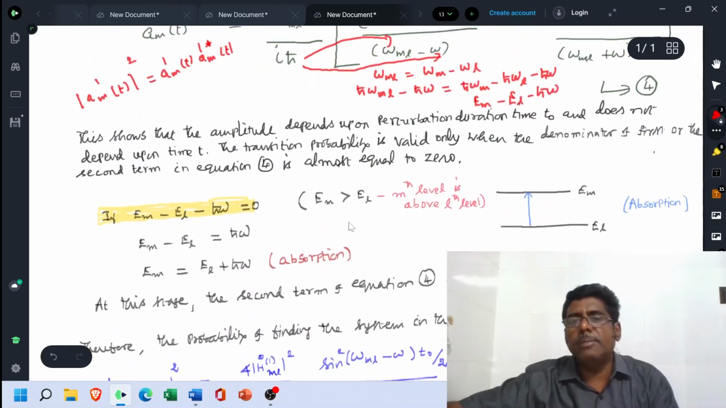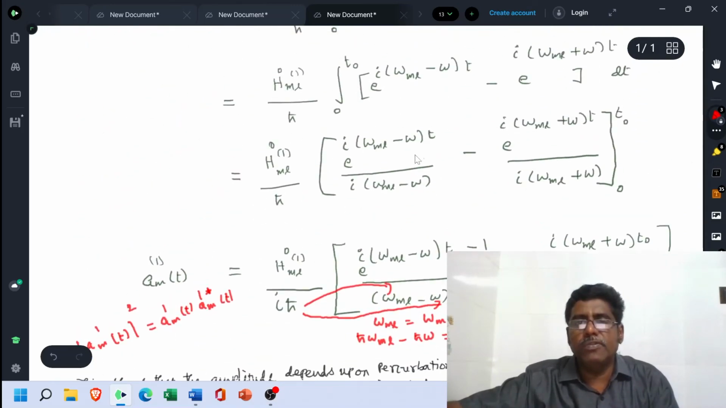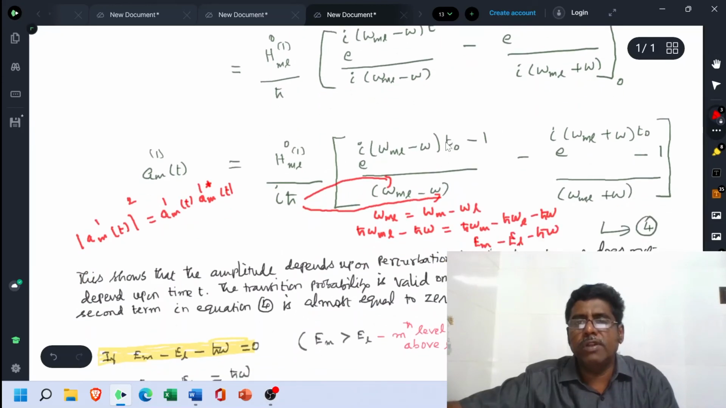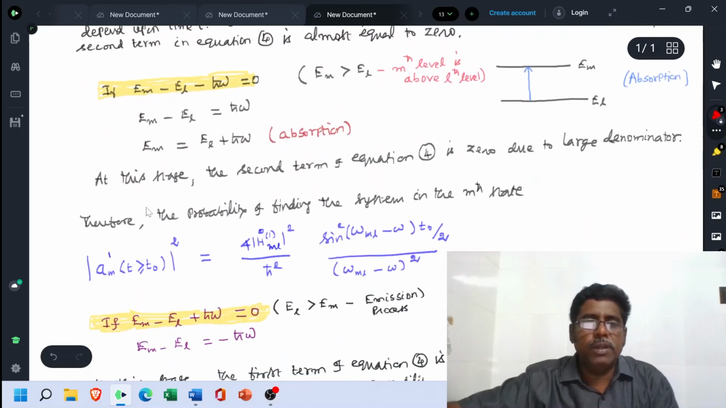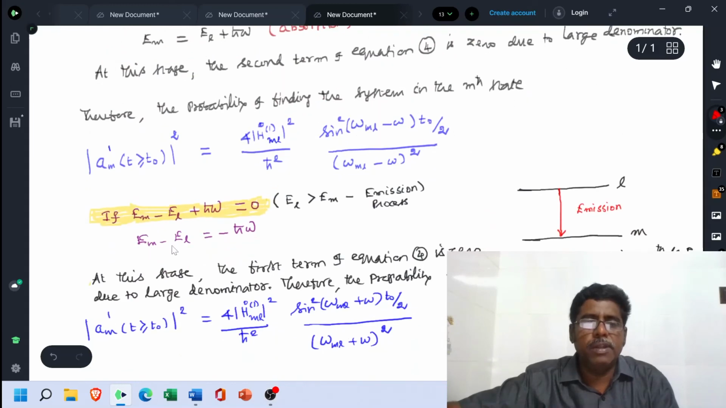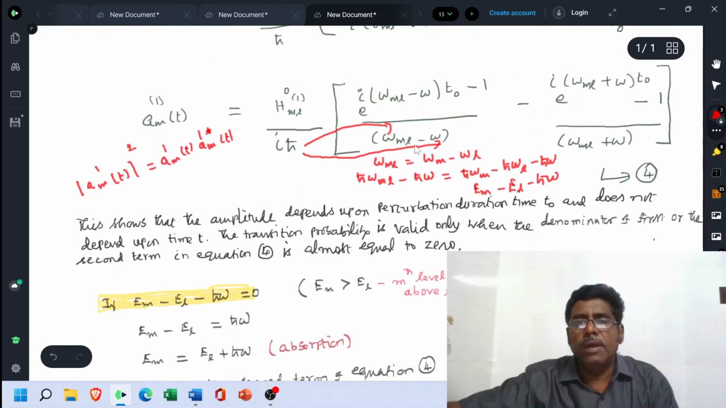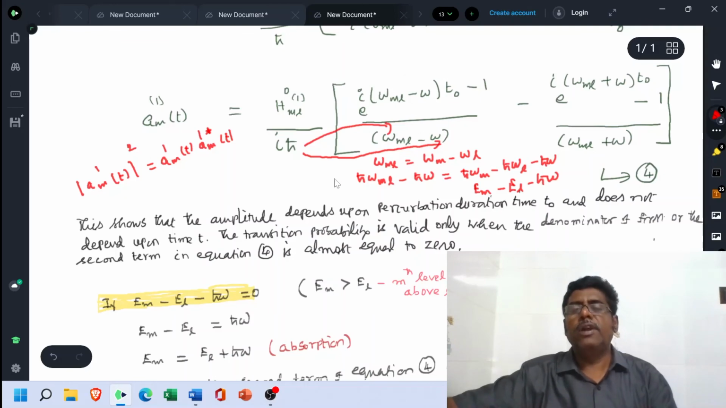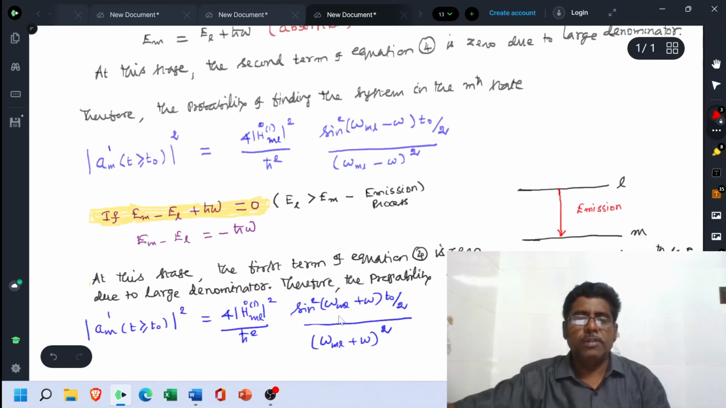To calculate the transition probability, we have to discard the first term. This term is not taken into account. Only the second term is taken, because ħω_ml is a negative quantity. See here, ħω_ml is E_m − E_l, equal to −ħω. So this is modified as 2 times ħω with a negative sign, so that this term is discarded. Only this term is taken into account, and this is the transition probability.